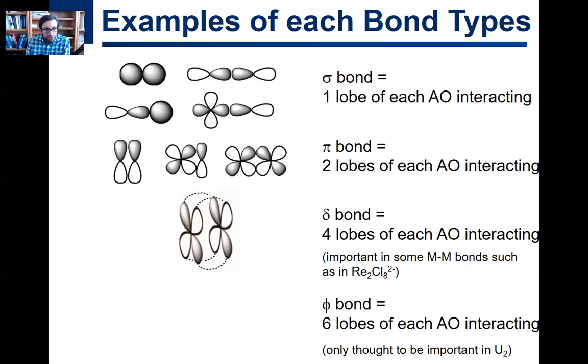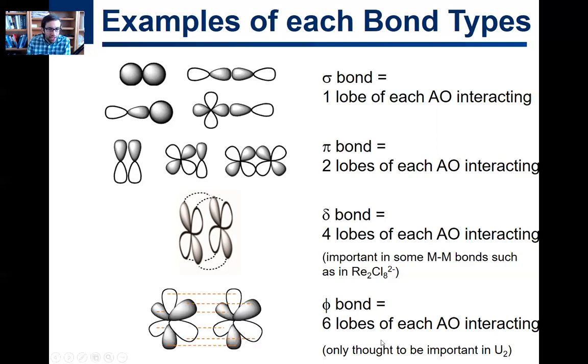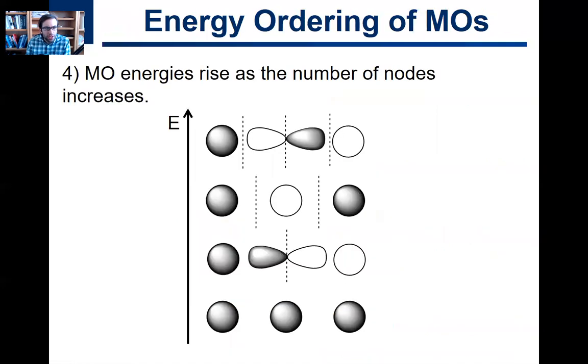And lastly, there's a phi bond. Phi bonds, it looks like, exist according to modern day computations. It's thought to be important in the diuranium molecule. Okay, it's a very weak type of bond, and it can happen between two f orbitals where you have 6 lobes. So you can see there's 6 different lobe-on-lobe interactions here. That gives rise to a phi bond. All right, so these are all different things we will be using to be ordering the energy of MOs.